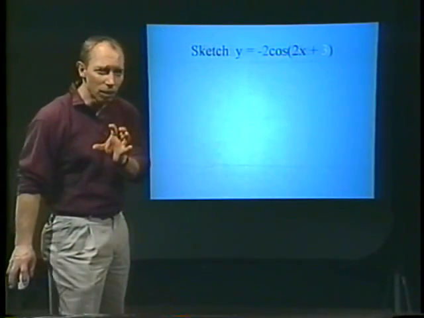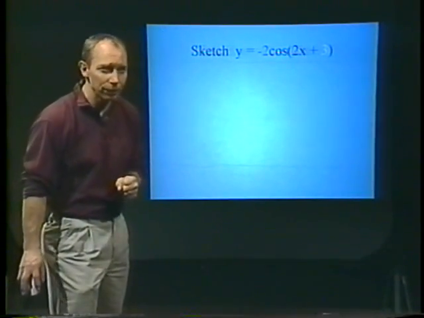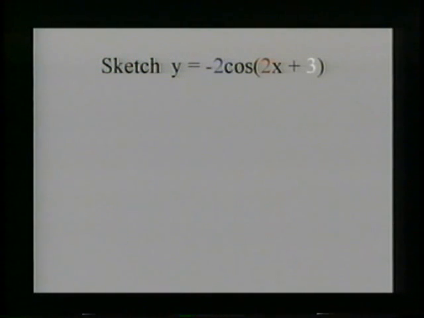This one's a little bit harder because it's a negative. What's the amplitude of this one going to be? People say, well, it'd be negative 2. Well, you can't have a negative distance, so it'll be positive. It's the absolute value of A. So the amplitude will be 2.